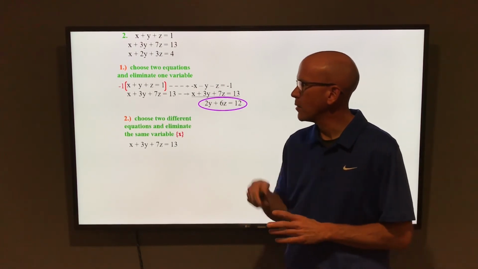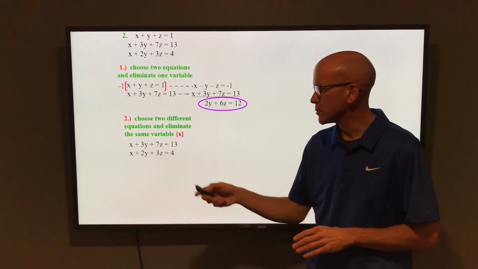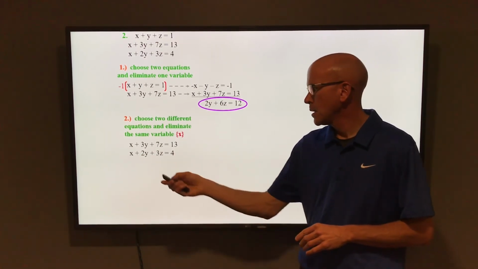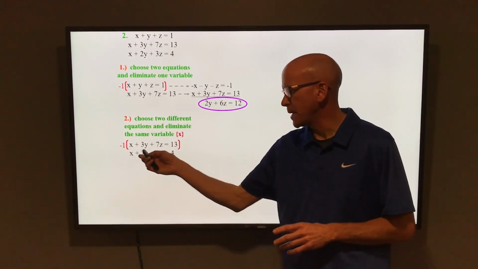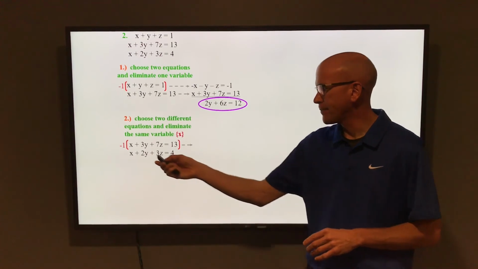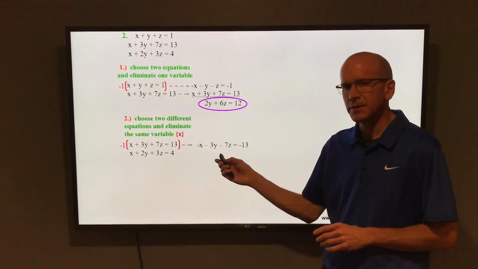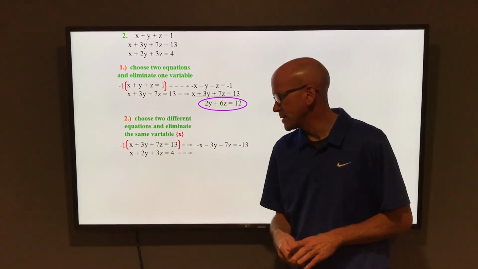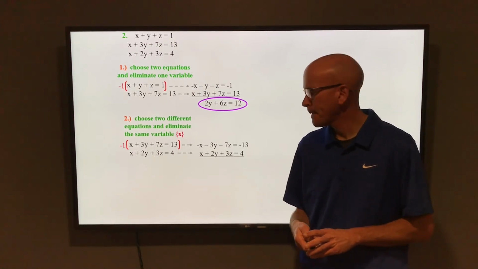For this, I'm going to go with the second equation and the third equation. So second and third equations, I need to eliminate the x again. To eliminate the x, you can do it however you want. Again, I'm going to multiply that first equation by -1. So if we take that first equation by -1, just change all the signs, get -x minus 3y minus 7z equals -13. The bottom equation stays the same. It stays as x plus 2y plus 3z equals 4.